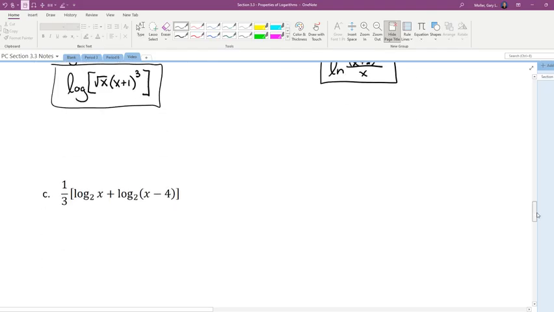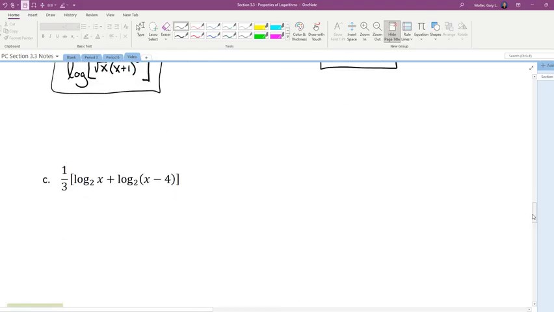All right, and let's look at part C. In part C, we have a 1/3. I could, if I wanted to, distribute that first, and then I'd have 1/3 on each of the log statements. But I think it's going to make more sense just to simplify the inside and then deal with the outside. So I think we're going to have 1/3, and then inside I've got log base 2, and these are going to come together as x times x minus 4, which I could multiply and make x squared minus 4x if I want to.